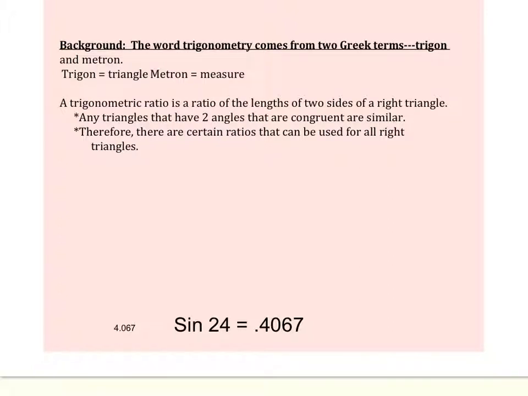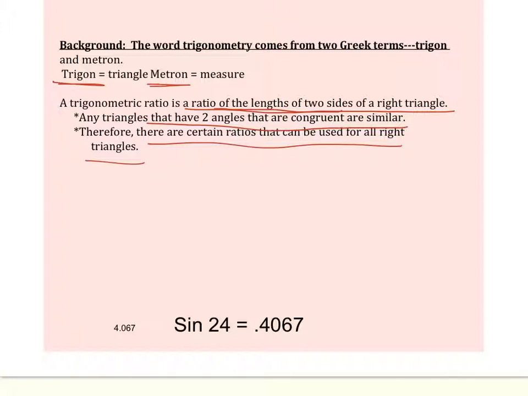So trig comes from the words trigon and metron, which means triangle measure. So a trig ratio is a ratio of lengths of two sides of a right triangle. Any triangles that have two angles that are congruent are similar. Therefore, there's certain ratios that can be used for all right triangles.